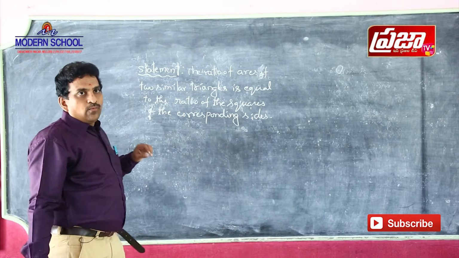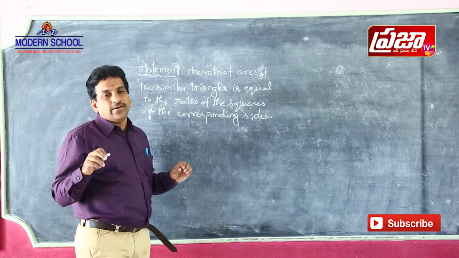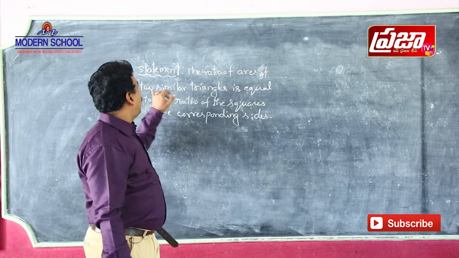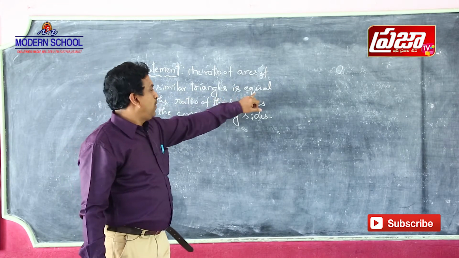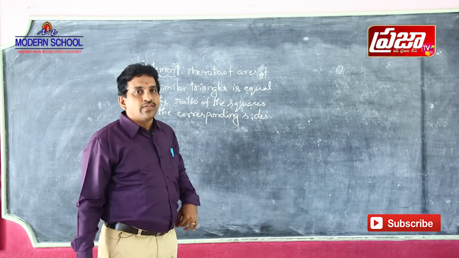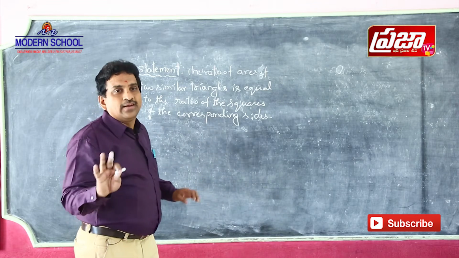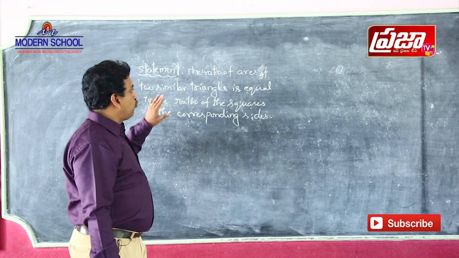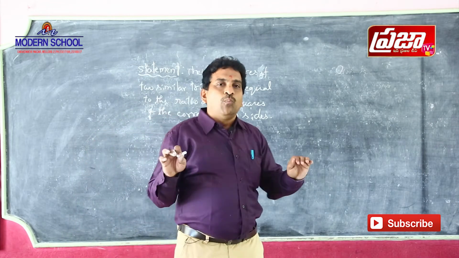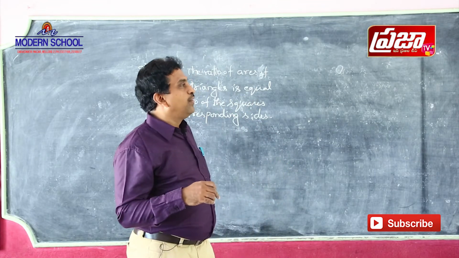So what is the theorem related to areas of similar triangles? This is the statement. The ratio of areas of two similar triangles is equal to the ratio of the squares of the corresponding sides. So first of all, read the statement thoroughly. What is given there? Two triangles are there. Moreover, those two triangles are similar.